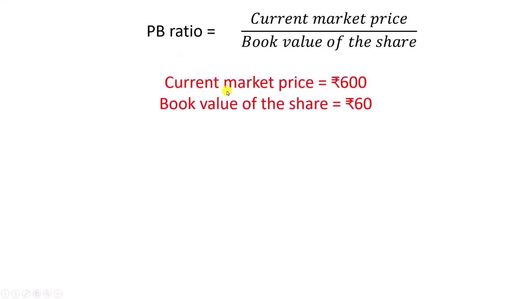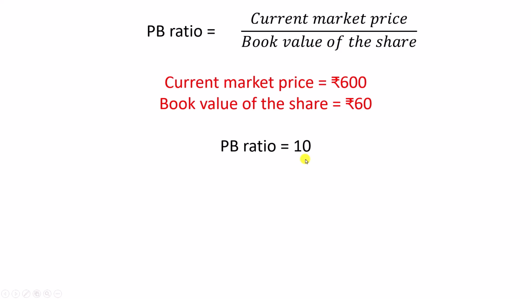For example, let us say that the current market price of the share of a company is 600 rupees and book value of the share is 60 rupees. 600 divided by 60 gives you a PB ratio of 10. Okay. Now, this ratio should be as less as possible or as small as possible. Okay. Now, why do I say this?